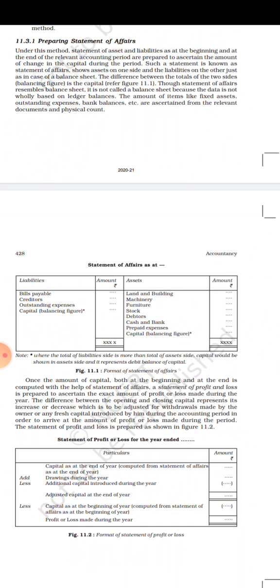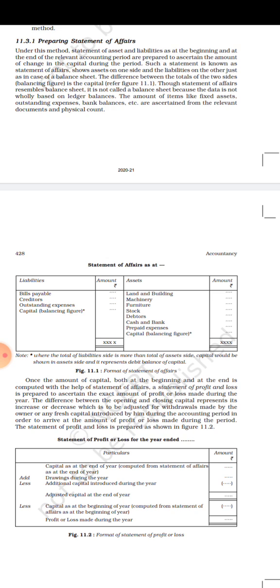Statement of affairs format. Liabilities: bills payable, creditors, and outstanding expenses. Assets: land and building, machinery, furniture, stock, debtors, cash at bank, prepaid expenses. Balancing figure: capital. Balancing figure of statement of affairs will be the capital, either opening capital or closing capital. Statement of affairs in the beginning gives opening capital and statement of affairs at the end gives closing capital.